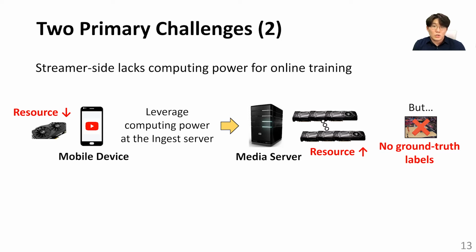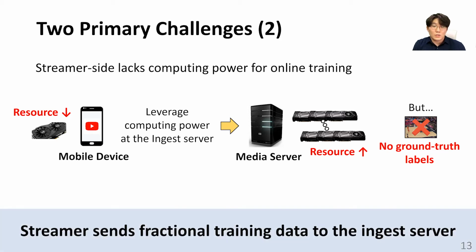To address the challenge, we rely on our key observation that even a fraction of ground truth labels can provide substantial training gains. Leveraging this, our solution is that streamer sends fractional training data to the ingest server.